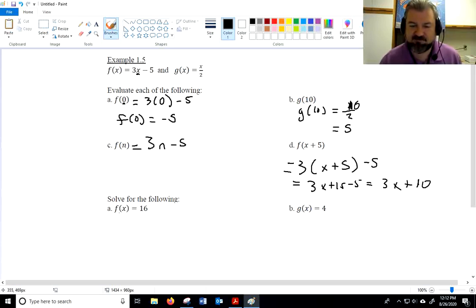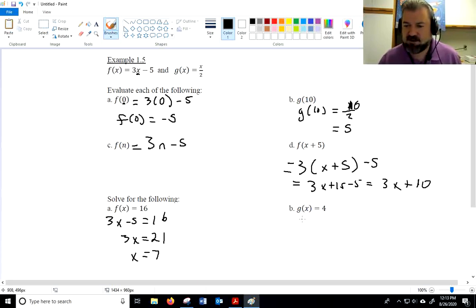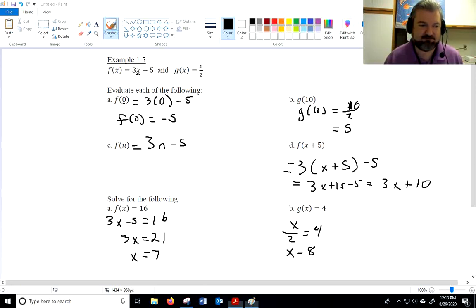Solve for the following: f of x equals 16. Well, in this case, f of x is 3x minus 5, and we're setting it equal to 16. So I'm not plugging 16 in. I'm finding the x value that makes f of x have an output of 16. I'll add 5 to both sides, and I get 3x equals 21. Divide by 3, and I get x equals 7. All right, next I have g of x equals 4. So I'll do x over 2 is equal to 4, and multiply both sides by 2, and give myself x equals 8.